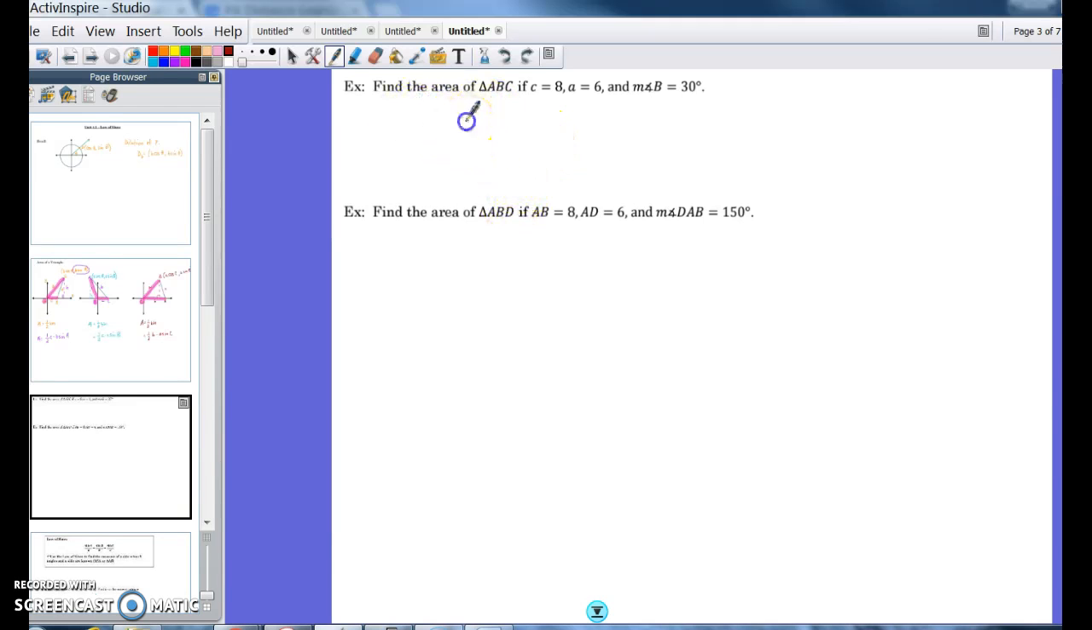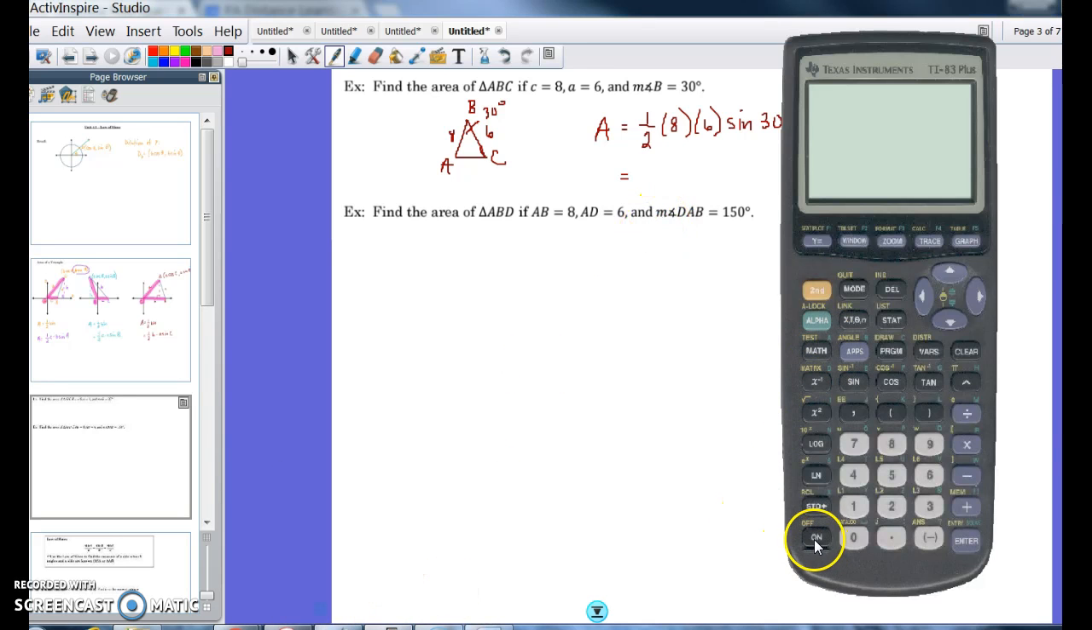It says find the area of triangle ABC. It doesn't really matter how you label it. I'll call this ABC. If little c is 8, little a is 6, and this angle up here is 30 degrees, I have two sides and the angle between them, so I can use that area formula. My area formula is going to be 1/2 the two sides times the sine of the angle between them. And you can do all of this in your calculator. Sine of 30 is 1/2, in case you forgot that.